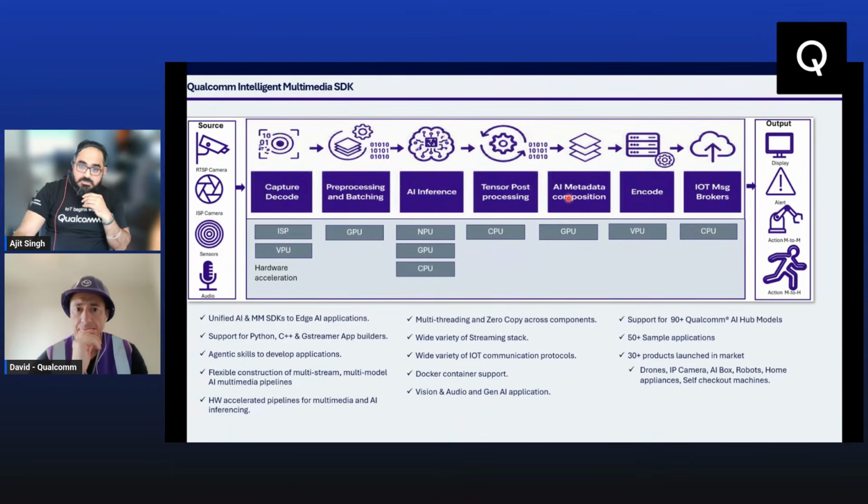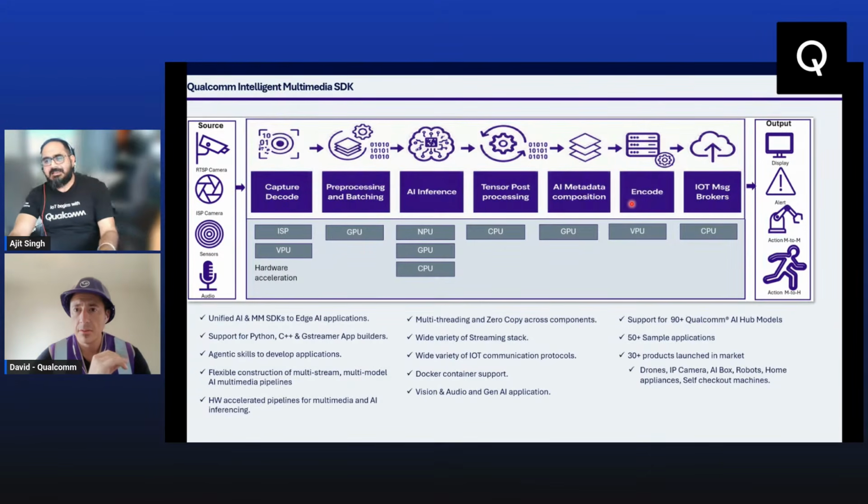Or you can combine and compose that AI metadata along with your original video stream or audio stream or any other data source and encode it, save it on the edge device, or send it to the cloud and enable the second level of inference.